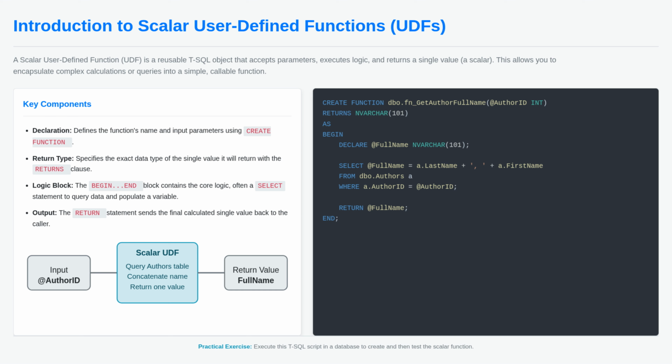Inside the begin block, I'll declare a variable to hold the full name. Then I'll write a select statement to populate that variable by querying the authors table where the author ID matches our input parameter. Finally, the function returns our variable. Let's execute to create it.